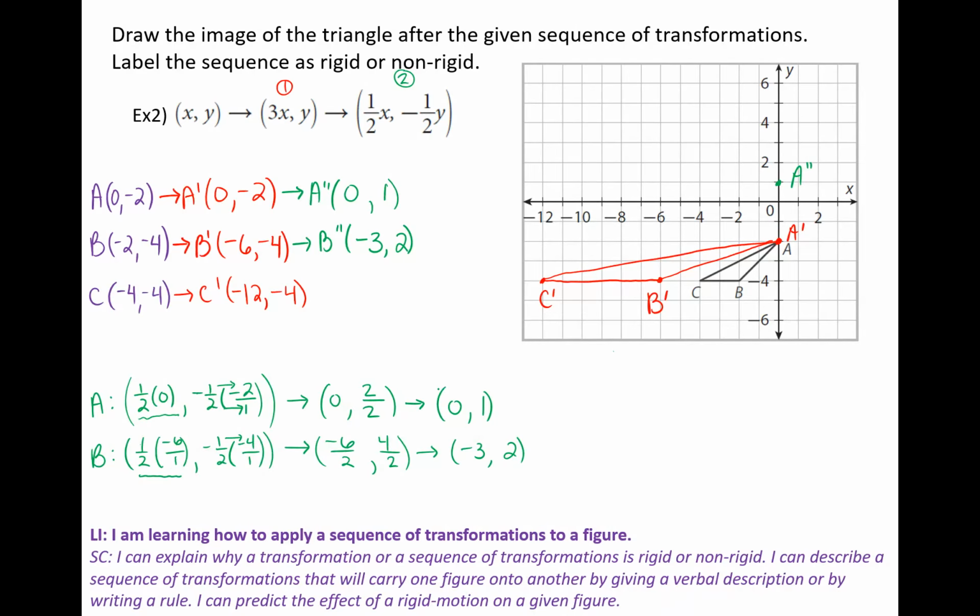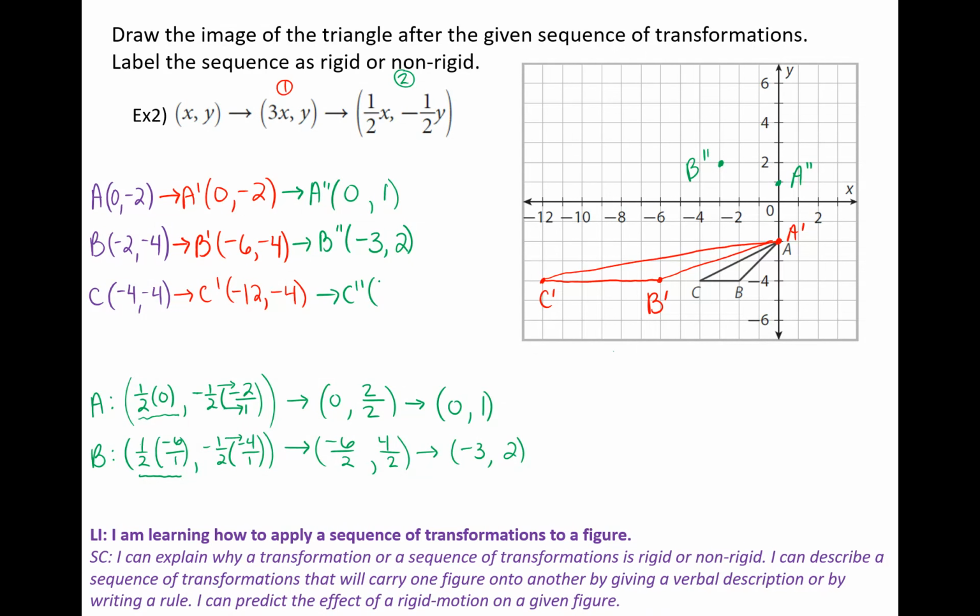Okay, so let's put it on our graph. We have negative 3 and then 2, negative 3 up 2. There is my b prime. Did I get that right? Negative 3, 2. Okay, yeah, b prime. Double prime, excuse me, double prime. There we go. All right, and then finally c double prime.